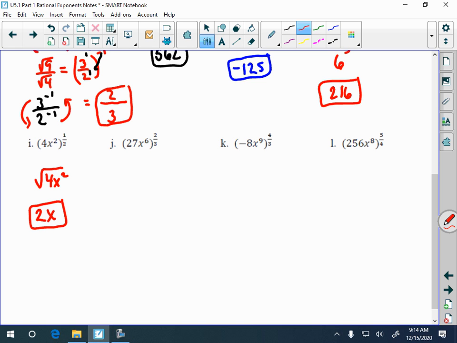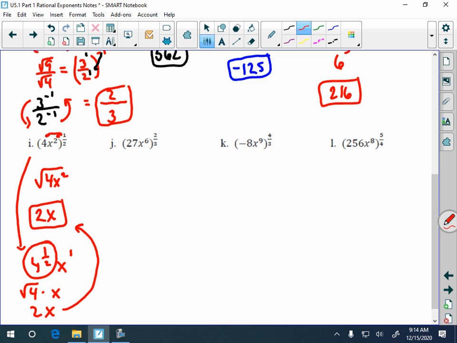Another way you could do this is to do it separately, so basically you multiply inside first. I'll do it down here so you can see it. It's 4 to the half, x to the 2 times half, which is 1. Now you convert the 4 to the half to a radical and simplify it, times x, and that becomes just 2x again, which is what we got the first way. So there are multiple ways to do these problems.